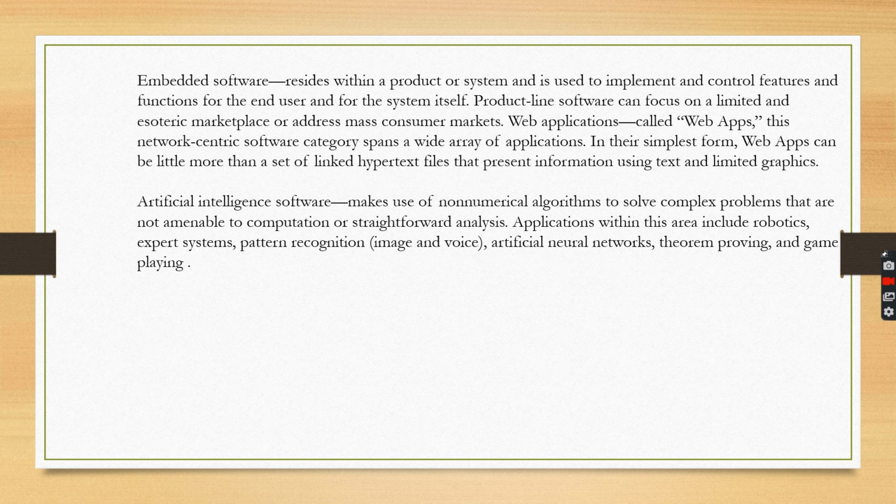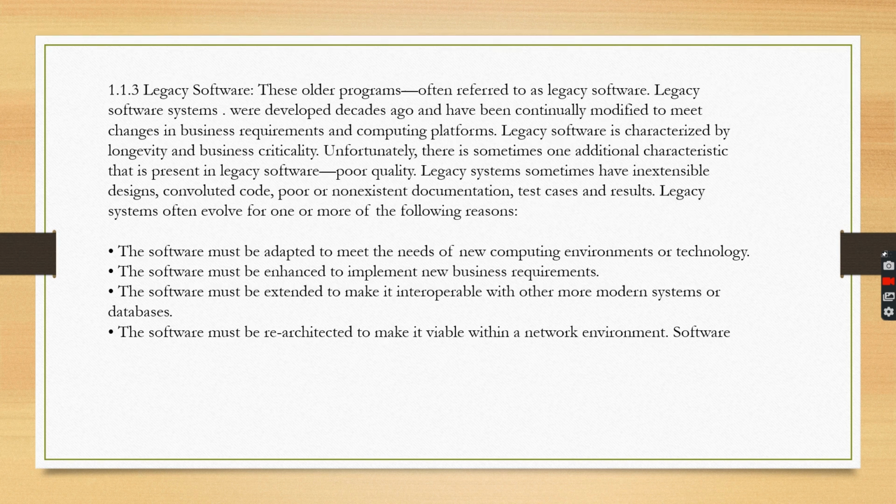So moving ahead, artificial intelligence software. This software is now in this decade into most use, and makes use of non-numerical algorithms to solve complex problems that are not amenable to computation or straightforward analysis. So these are the software which have high usage just because of the complexity in them. Applications in this area include robotics, expert systems, pattern recognition, be it image, voice, or even face, and artificial neural networks. Game planning is also included.